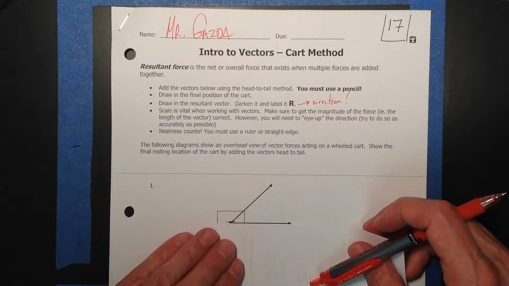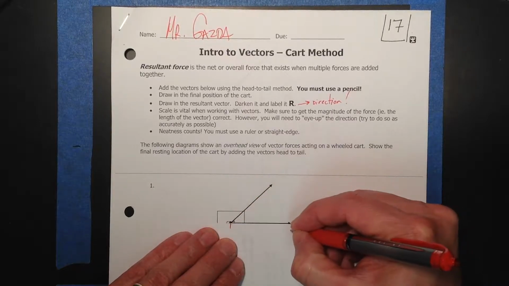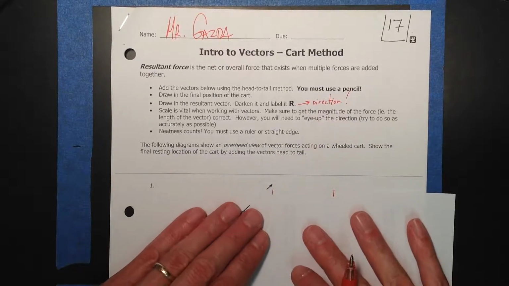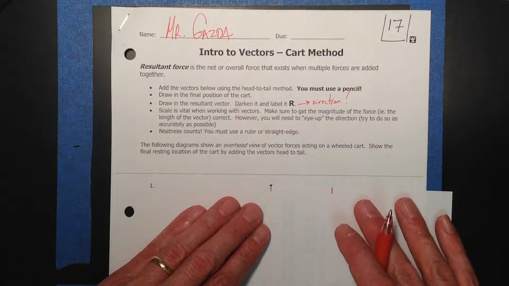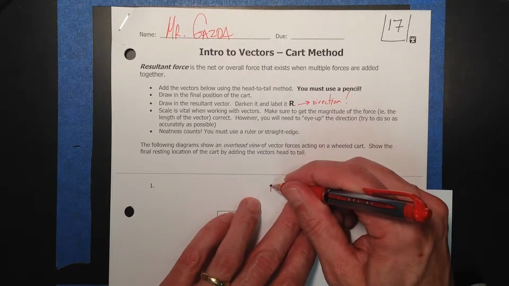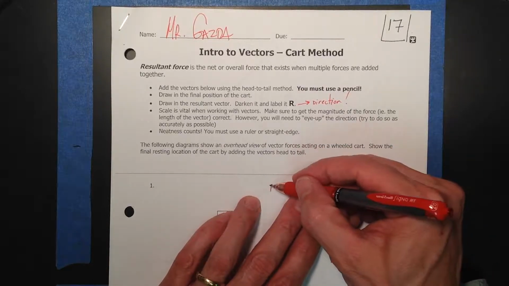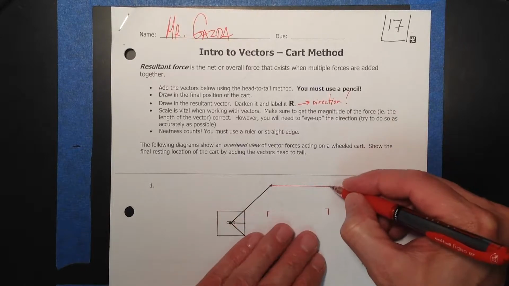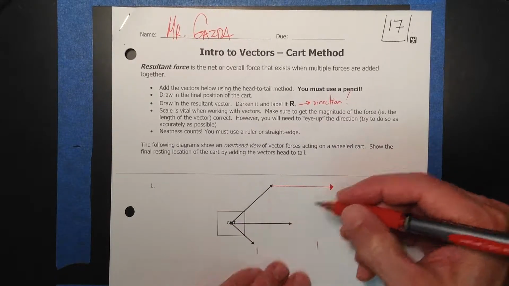So I go like this. I want to get the length right for sure, because the length represents how strong that force is, or we call it the magnitude of the force. So then you go like this. This is our head-to-tail method. I'm doing it in red pen so you can see it, but you should use a pencil. So that's that one.